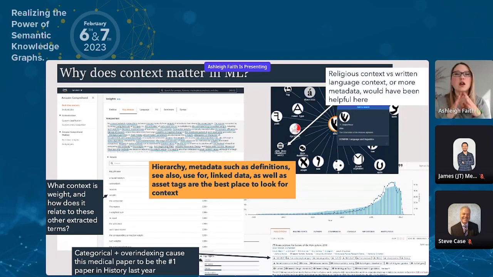Because there was a lot of over-indexing happening, that context was missed. Over-indexing means that someone, somewhere, or some machine added way too many tags to the content and it oversaturated and made the article or the asset seem something that it really wasn't.